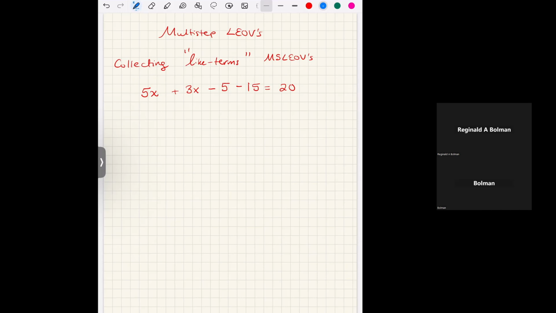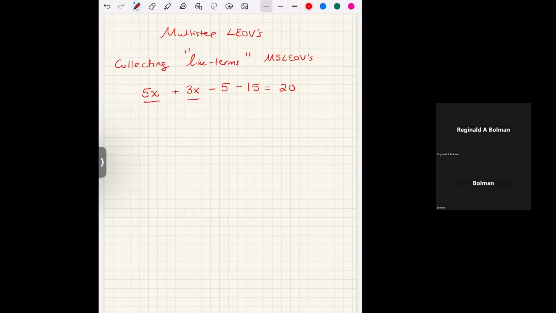try to manipulate an equation where you see multiple unknown values. In this case, for this equation, you've got a 5x plus 3x. And you have multiple numeric terms as well, such as the -5, the -15, and a 20 on the other side of your equal sign. Now, why we call these types of problems a multi-step LEOV collecting like terms problem is because you're actually going to have to collect like terms in order to solve this problem statement. You can, for example, add 5x plus 3x together.